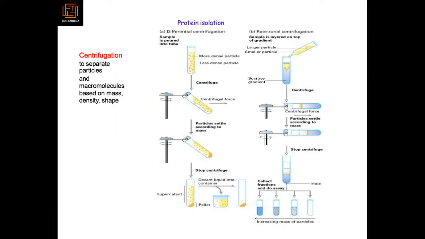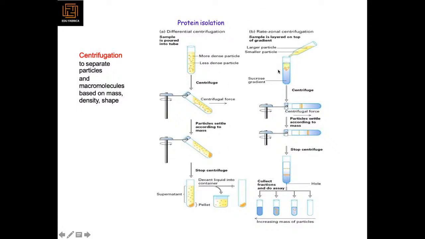In this way you can separate different molecules. There are also two types of centrifugation: differential and rate zonal. In the differential, you mix together your more dense and less dense particles and then go for centrifugation. In the pellet, you get the more dense particles, and the less dense particles remain in the supernatant.